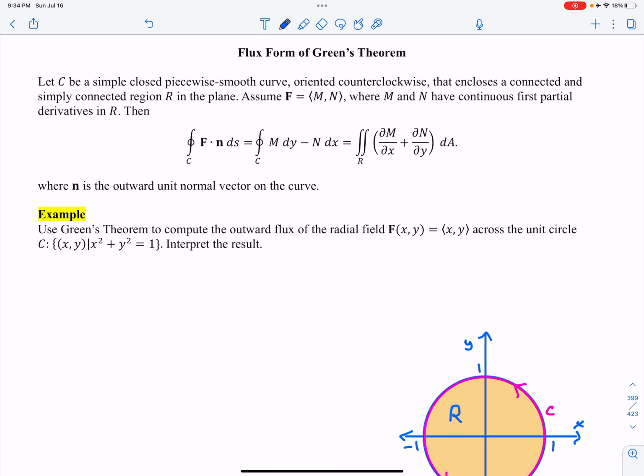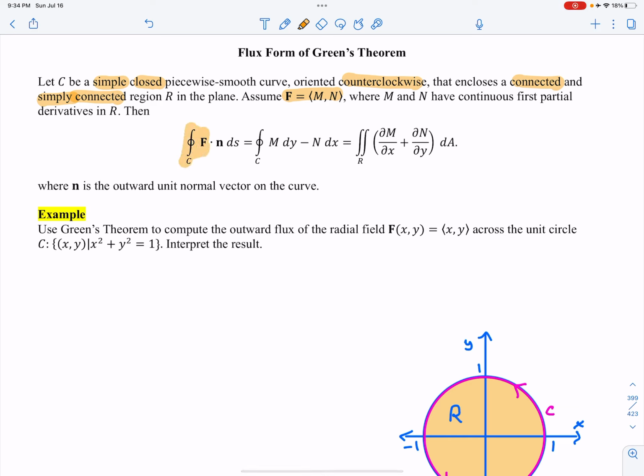All right, so for this form, we have the same requirements that we had for circulation: simple, closed, counterclockwise, and then the space has to be connected and simply connected. So we need to check those. The vector fields are derived the same way.